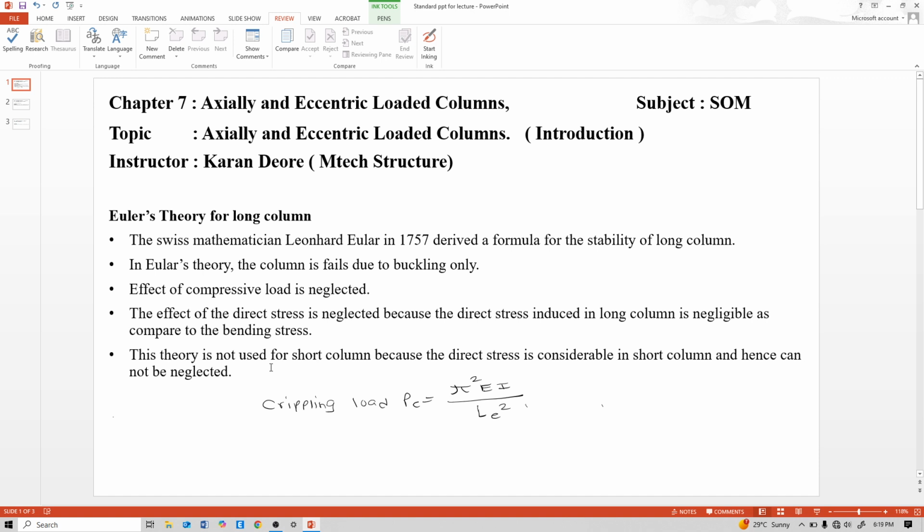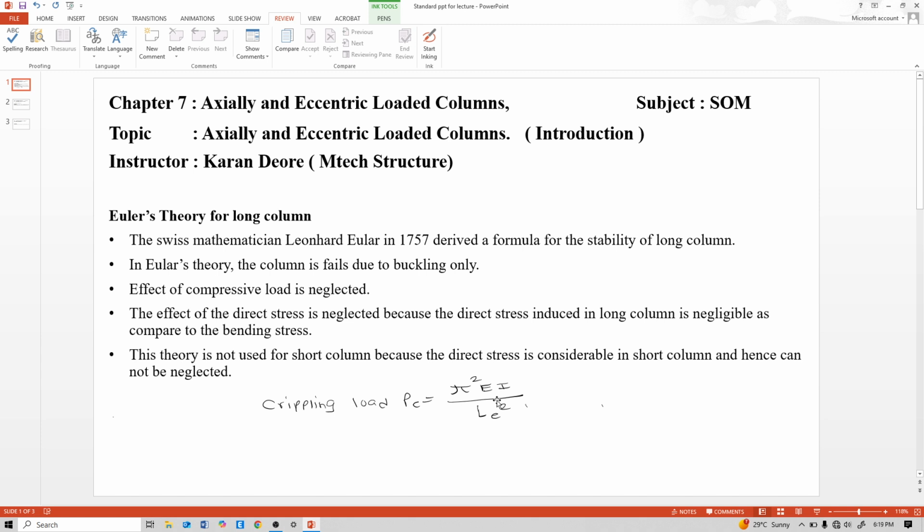So see, Euler's theory applies only for long column, and this column fails due to buckling only, and in this we cannot consider the effect of compressive load. We only consider bending stresses, and this theory is applicable only for long columns. And the formula is PC is equal to pi square EI upon L square. So this is all about Euler's theory for long column.